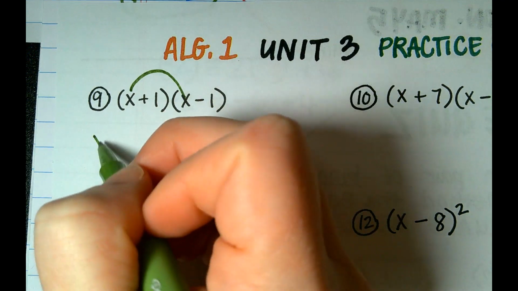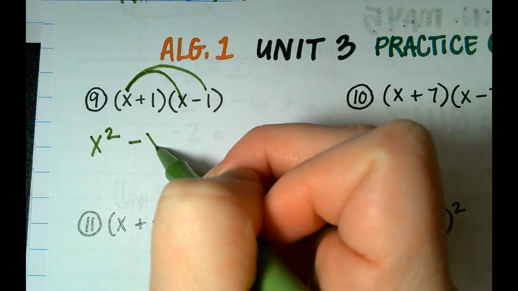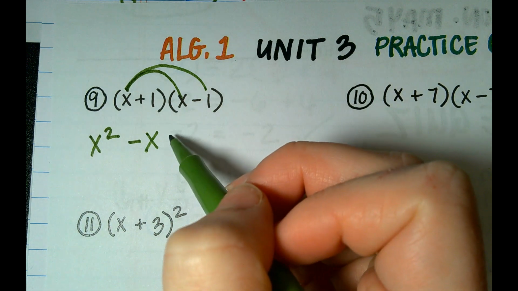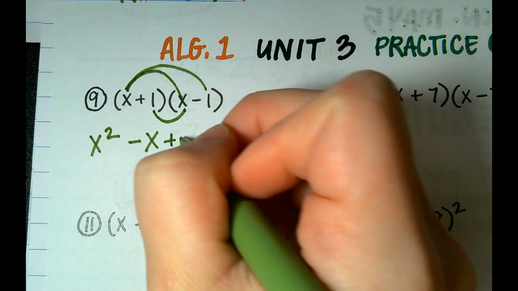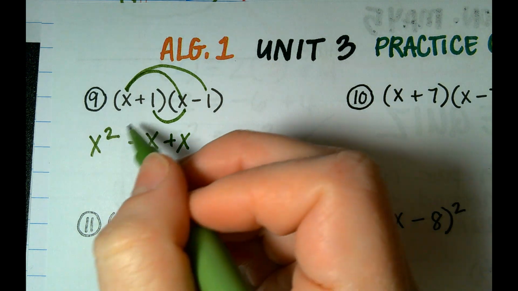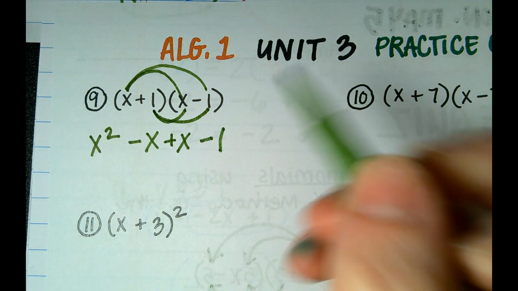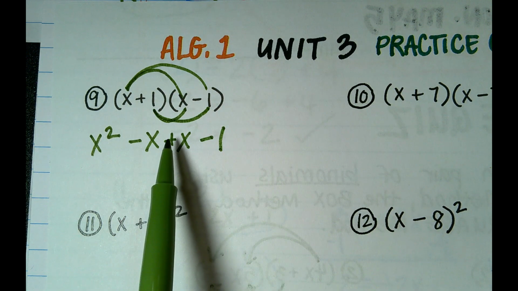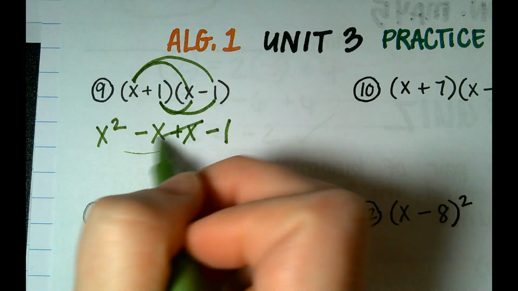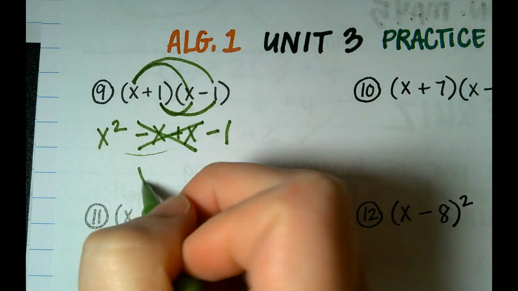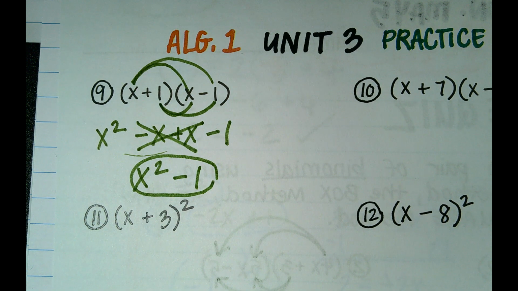X times x is x squared. Yes, x times -1 will give us minus x. My middle terms. Can it be -1x? Yes, that's fine. Plus x, because 1 times x. Yes, and then positive 1 times -1 is -1. Now, if I have minus x plus x, what happens? They cancel out. Yeah, so that's our answer, just x squared minus 1. Good.